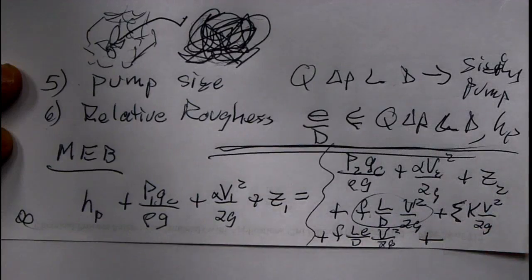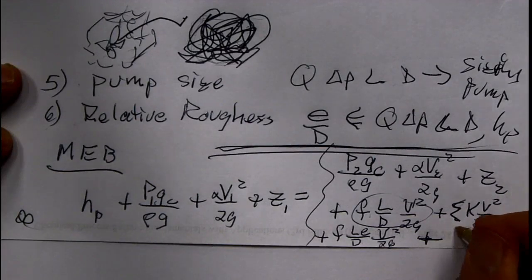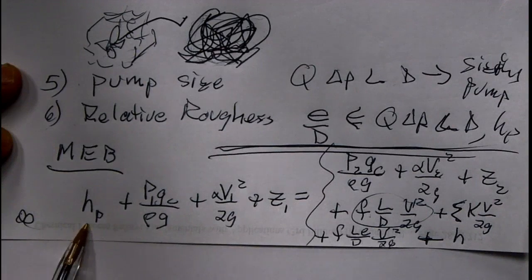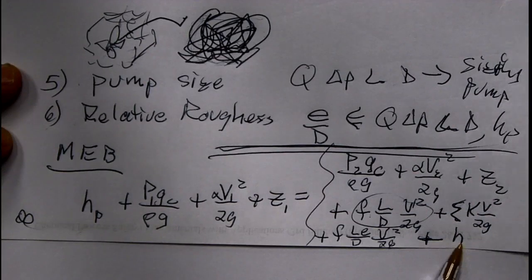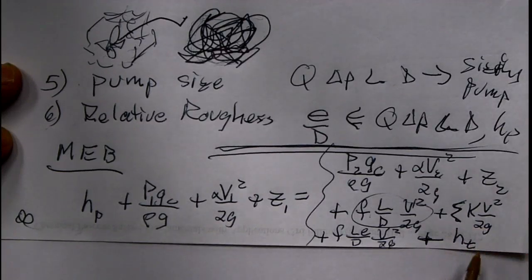And then for the greenies, we can't leave them out. We could potentially have a wind turbine, and a wind turbine takes energy out of the flow. Pump puts energy into the flow. A wind turbine takes energy out of the flow. So we could possibly put the head that the turbine takes out of the flow.